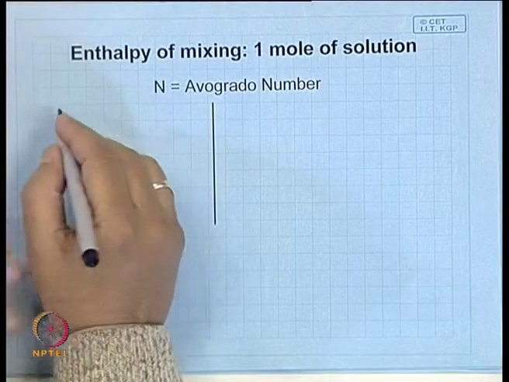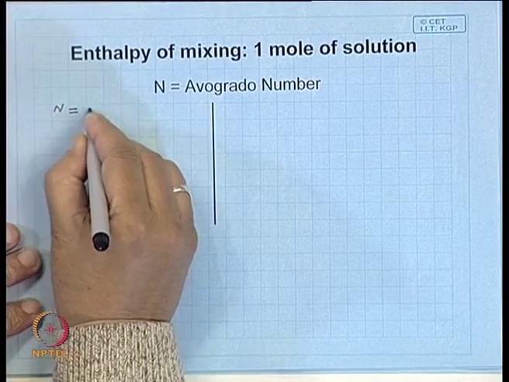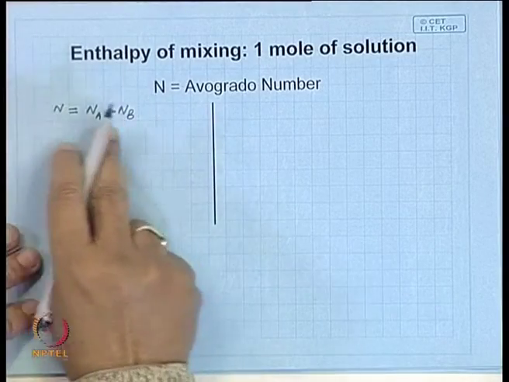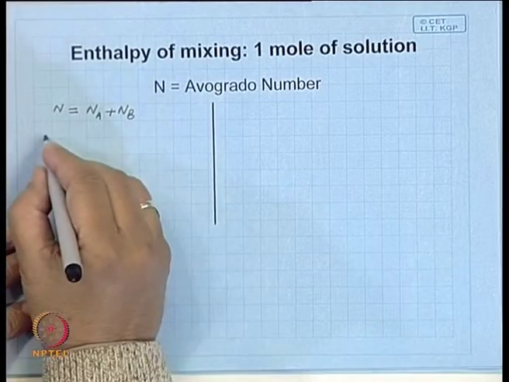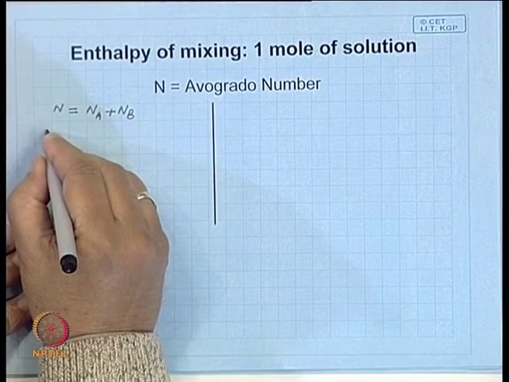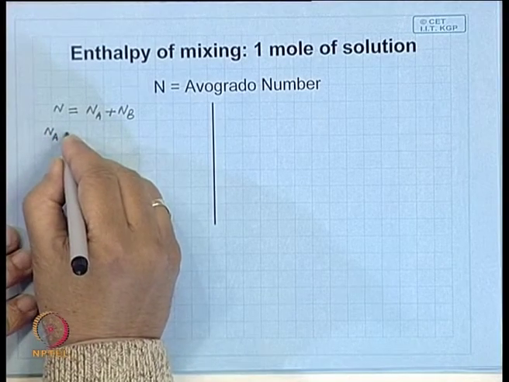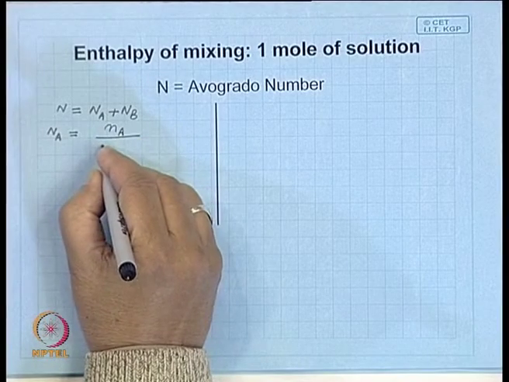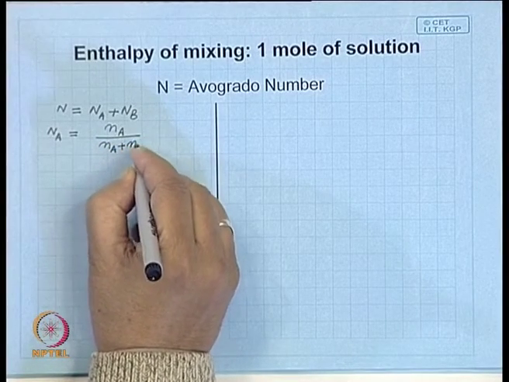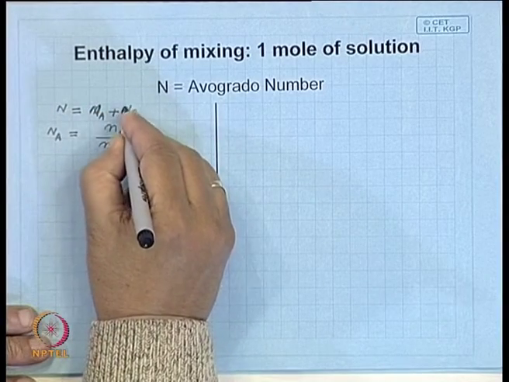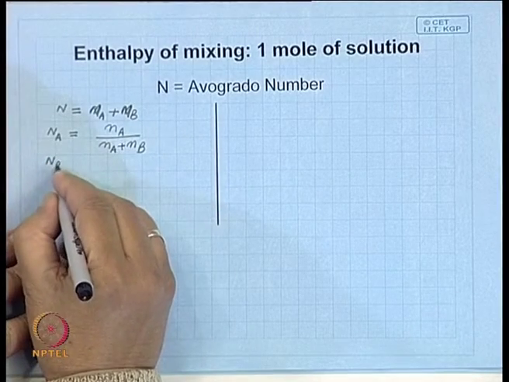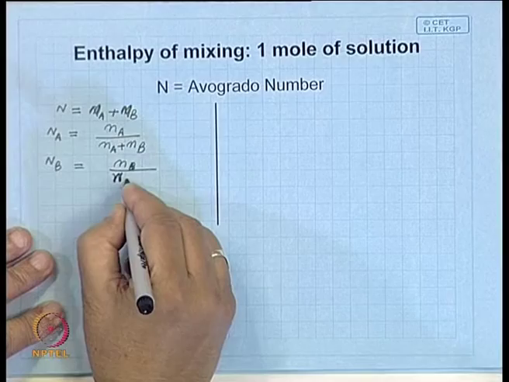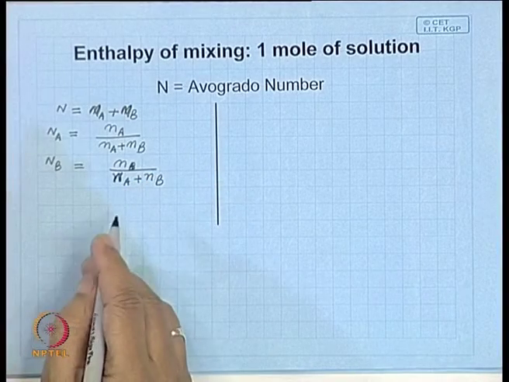Now, in this case, when you mix, the total number of atoms is Na plus Nb. And if we consider that this is 1 mole of solution, then N is the Avogadro number. Then the atom fraction of A will be Na over this total number of atoms. Make this a smaller n. Then the atom fraction of B will be Nb over Na plus Nb.